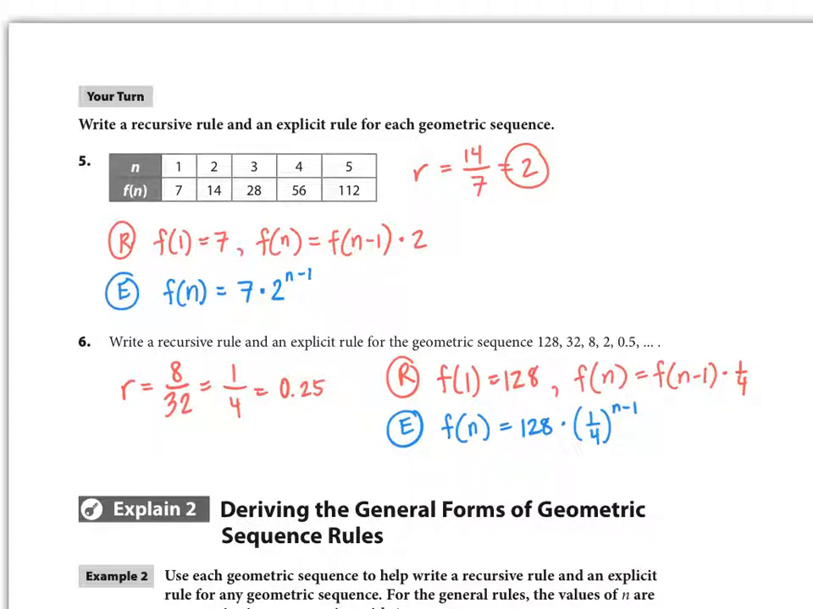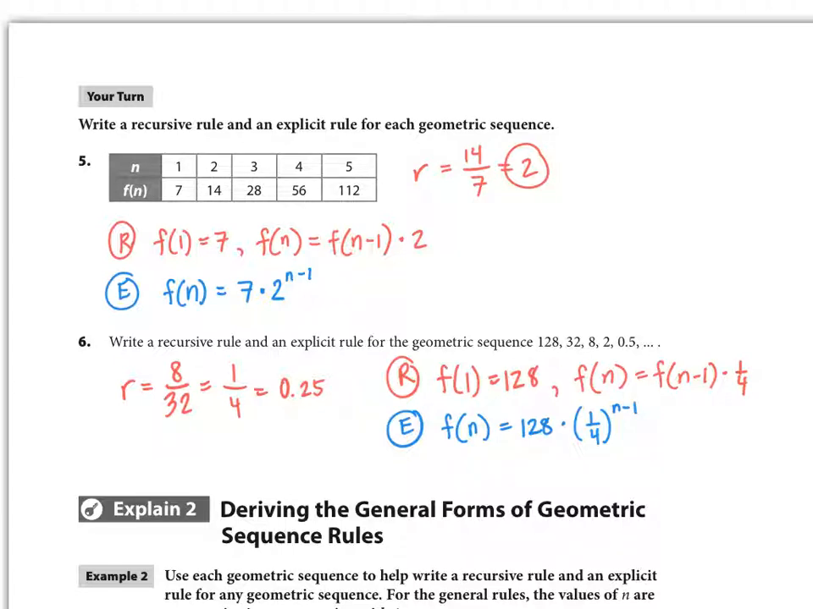And here you see the solution for number 6. Our common ratio is 1/4 as a reduced fraction. I chose to divide our third term divided by the second term. Reduces to 1/4, or you can use 0.25. That's actually a nice little decimal for us. In the recursive rule, f of 1 equals 128. F of n equals f of n minus 1 times 1/4, or times 0.25 if you want to use decimal.